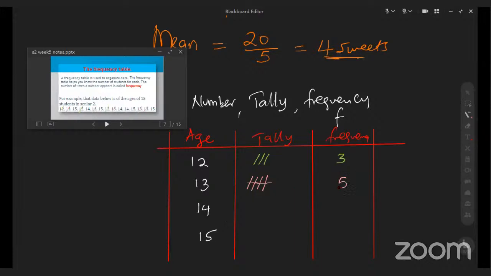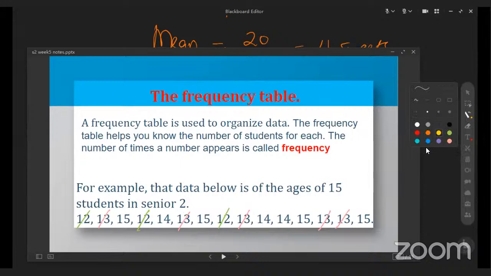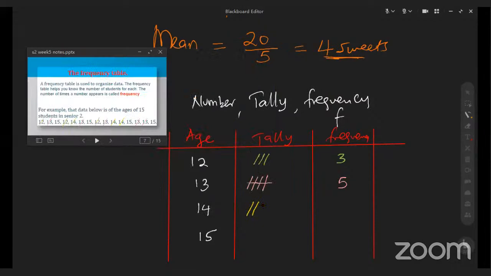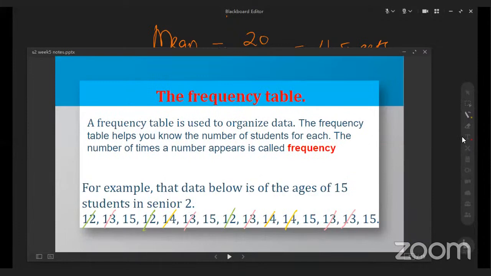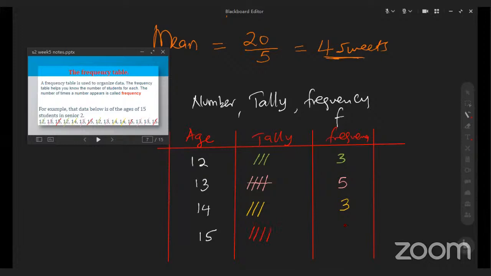Then we come to age 14. When we reach age 14, we do the same thing. Age 14, this is 1, this is 2, 3. Age 14, there are 3. So you cross out 3 times, 1, 2, 3, and put the 3 on the other side. And lastly, age 15. Let's denote it in a different color. Age 15, we have 1, 2, 3, 4. We do the same thing, 1, 2, 3, and 4, and then we put our 4 right here.